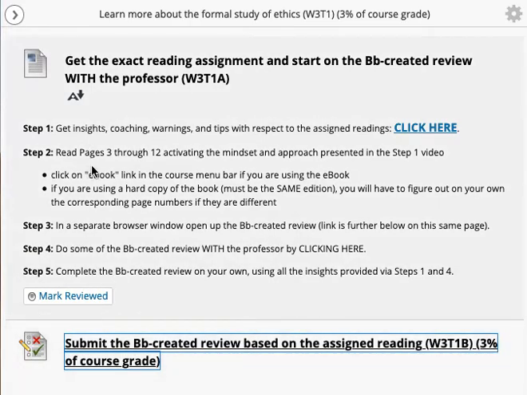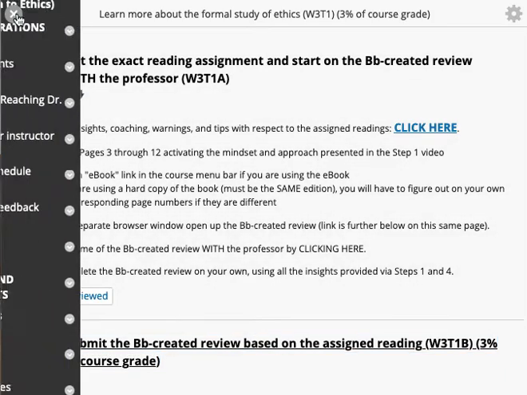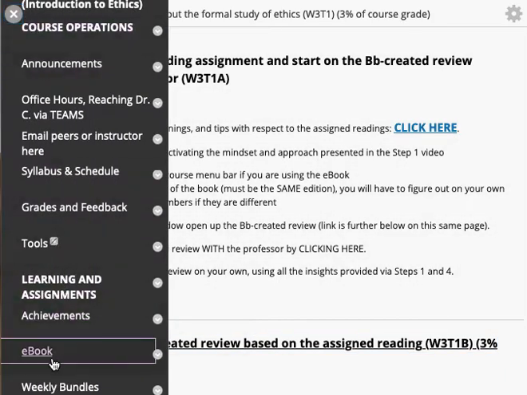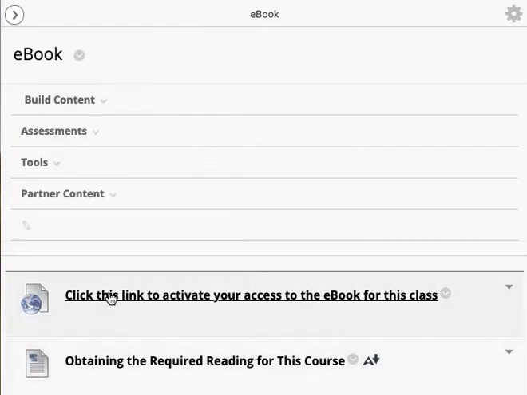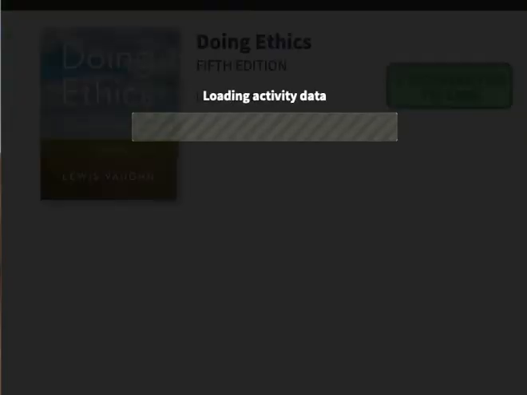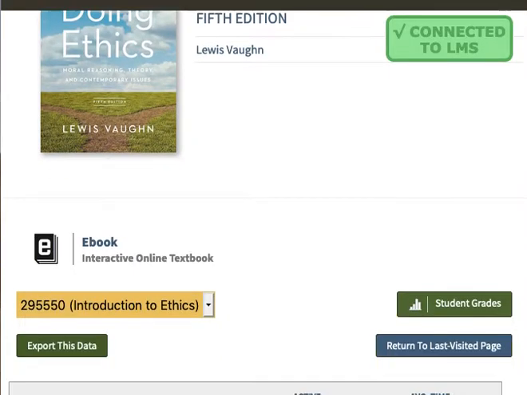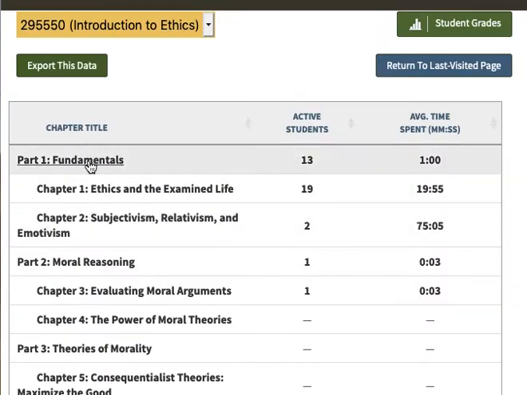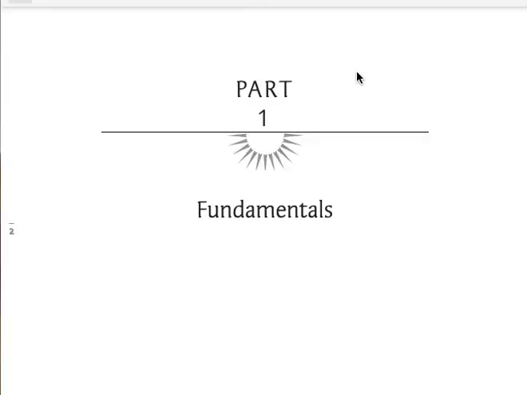Again, I assume that you've already done the reading, pages 3 through 12. So I need to go back into the reading. So I'm going to go into the ebook, click on the link to get to the pages assigned. This might look different for you. This is the instructor's view, so it might look different.